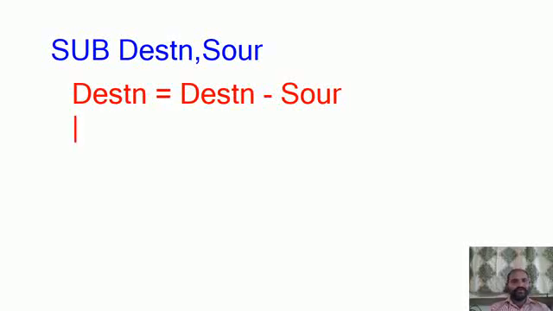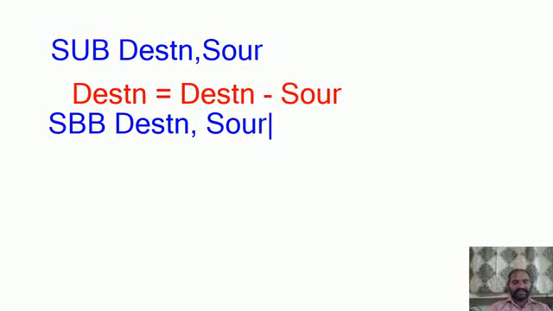Now we have one more SUB instruction called SBB, again with destination comma source. The difference between these two instructions, SUB and SBB, is that in the SBB case, the microprocessor subtracts the source value from the destination along with the carry flag.